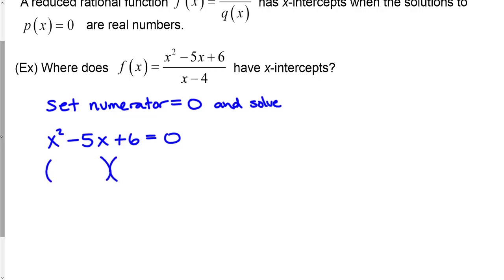So I need to factor because it's a square. 6 we could factor into 3 and 2. And if those are both negative, then they would multiply to a positive 6 and add to a negative 5, so that's good. That means x equals 3 and x equals 2 are the locations of the x-intercepts.